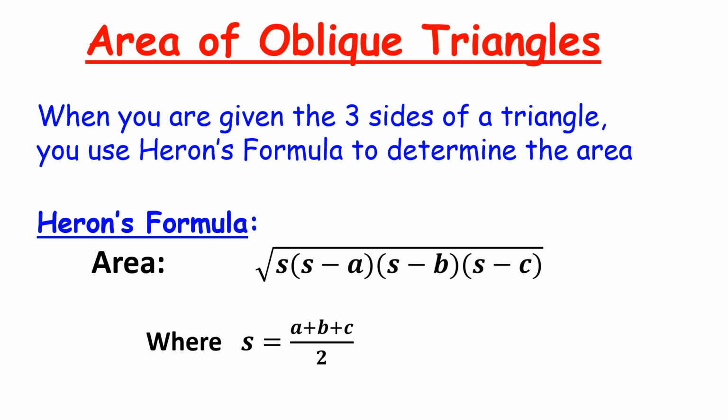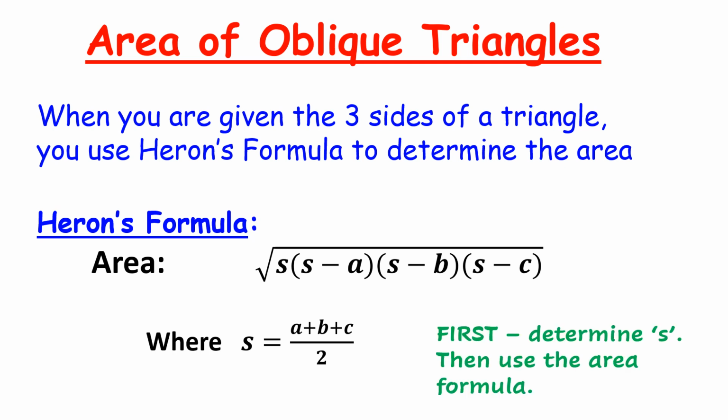So the area using Heron's formula is S multiplied by S minus A, the product of S minus B and S minus C, and you take the square root of that value. S is the sum of the three sides divided by 2. And you always have to determine the S value first. It's okay if it's a decimal, not a big deal. You'll just put a decimal in for the S, substitute in. All right, let's try a couple.